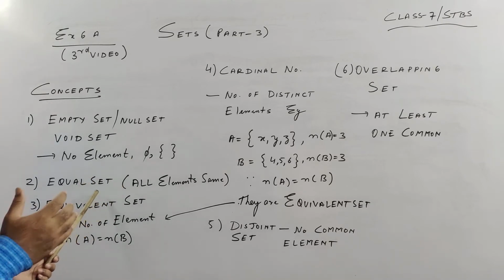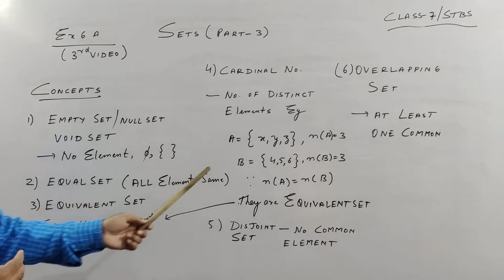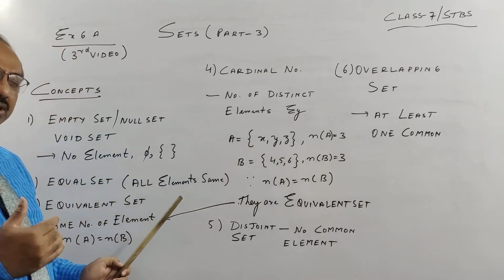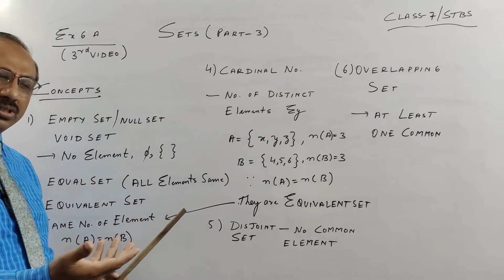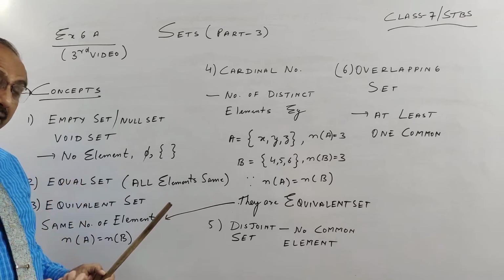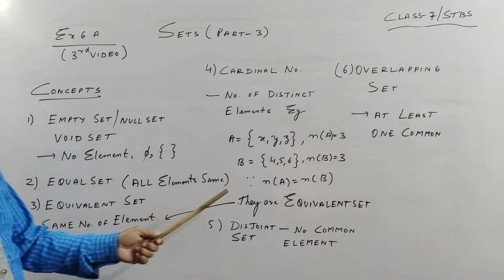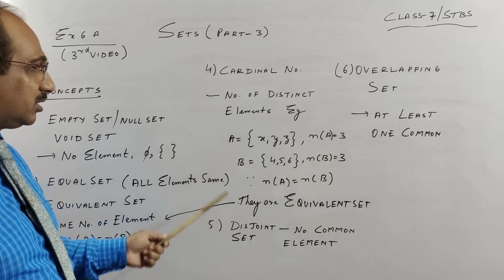Equal set: when all the elements are the same, I'll explain it to you with this example. When all the elements are the same in 2 or more sets, exactly the same, then only they are equal sets. Another very important concept, children, is equivalent set. So they have the same number of elements. I'll tell you over here with this example.